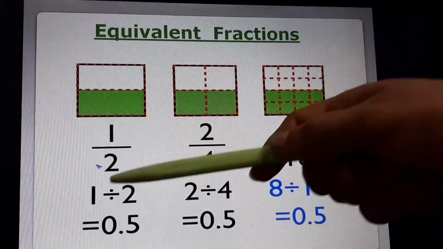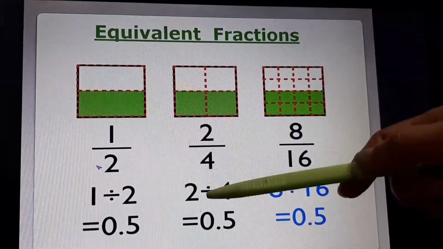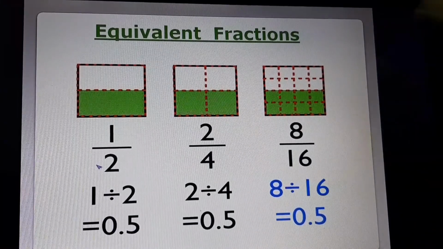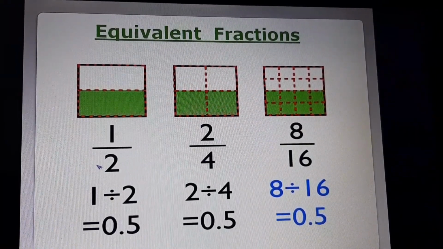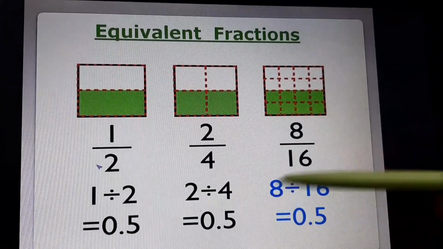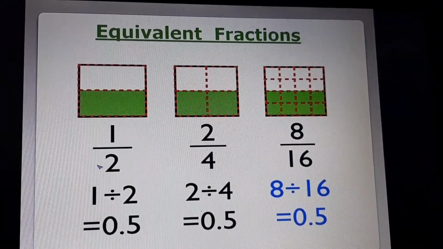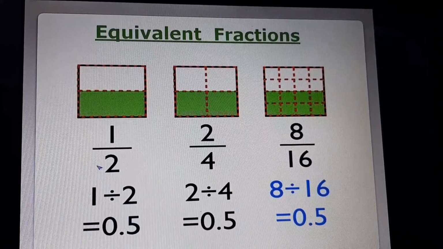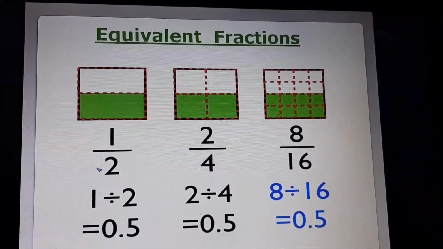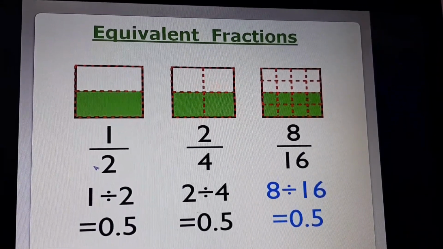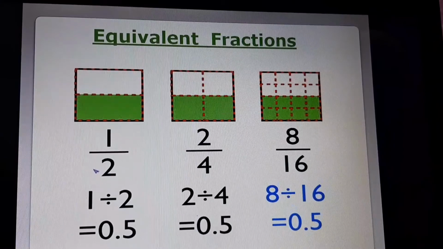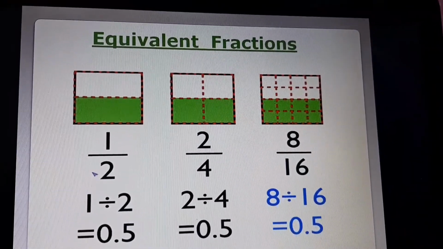It can be written as 1 divided by 2, 2 divided by 4 and 8 divided by 16. And meaning of all these fractions is 0.5. It means only the numbers are different but meaning of all the fractions are same. Shaded portion is same in all these 3 pictures. So such type of fractions are called equivalent fractions.